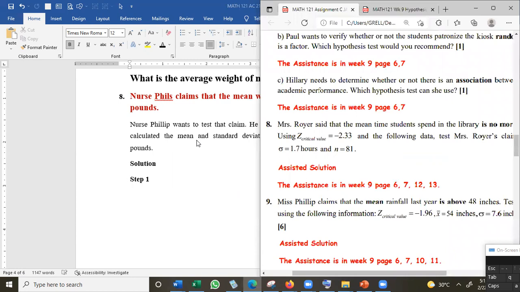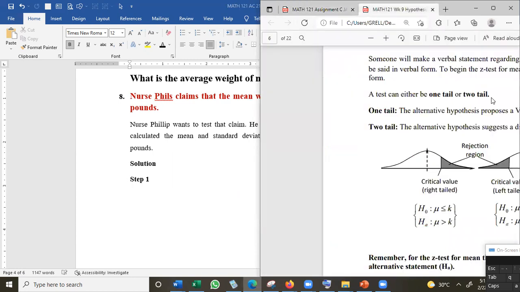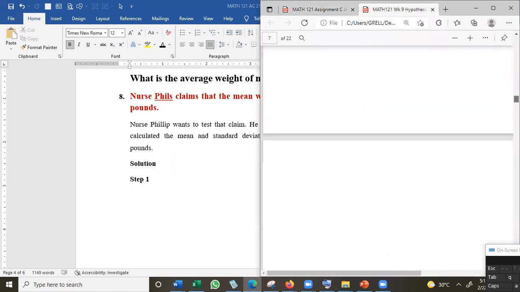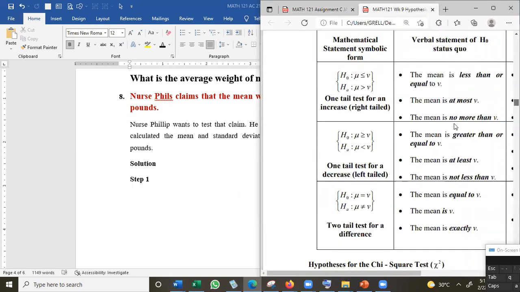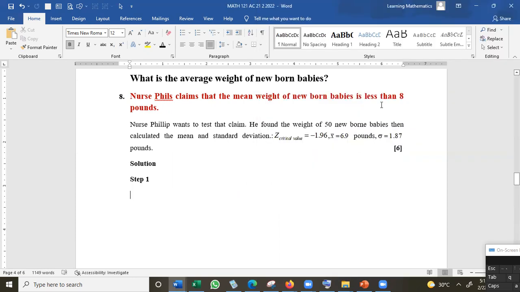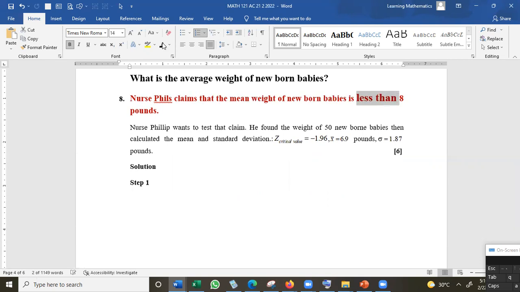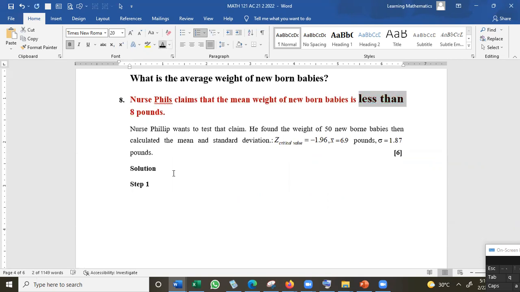We have to convert the wordy sentence to symbolic form. The key word here is less than. We have to look for the symbol of less than. Let us highlight the less than. Now, we know step 1 has to have this structure.